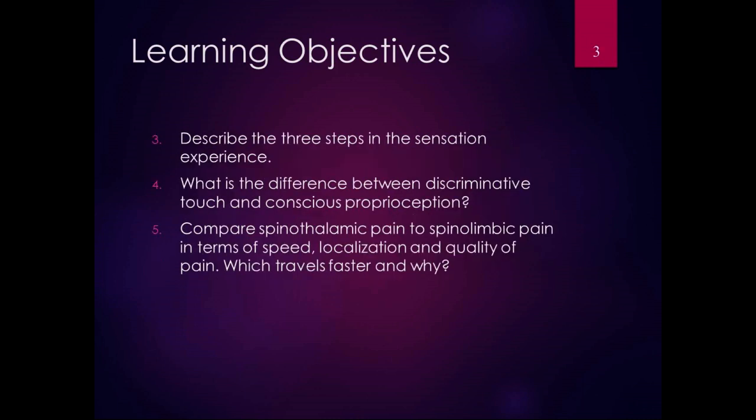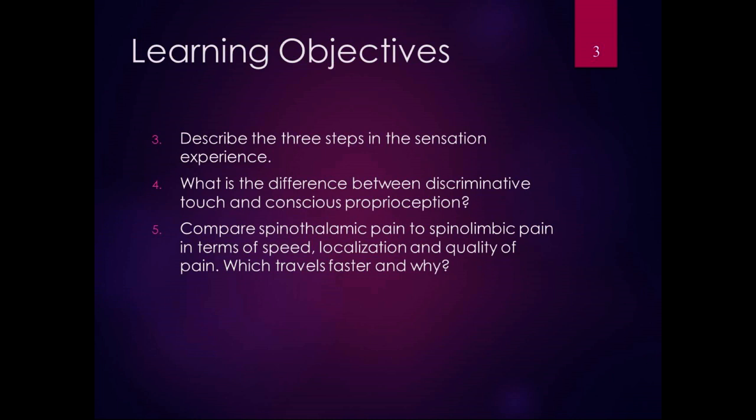Also, I want you to be able to describe the 3 steps in the sensation experience. So we've talked about sort of 2 of them so far. The first one is the encoding of information by the peripheral sensory receptors. The second part is taking that information from the spinal cord to the thalamus or the central nervous system. And the third part is the primary somatosensory cortex interpreting that information.